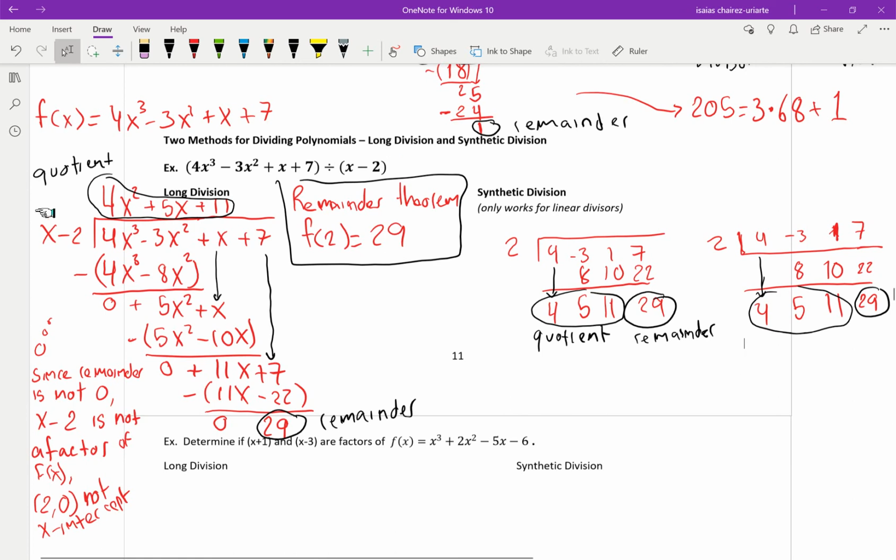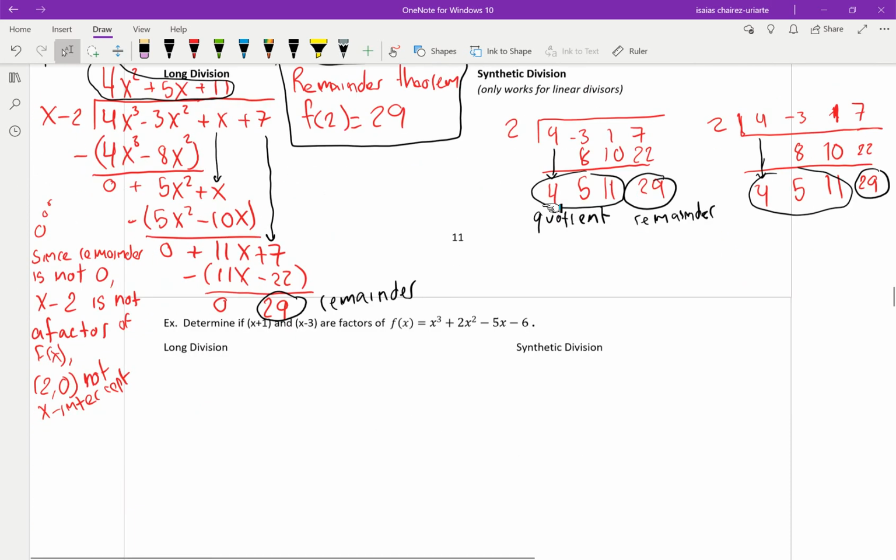Turns out that long division works for any type of divisor. A third degree polynomial divided by a third degree polynomial, you can use long division. Synthetic division right now is only going to work for us for linear divisors, although it also works for non-linear divisors as well. You just have to look that up on your own. Okay, good.